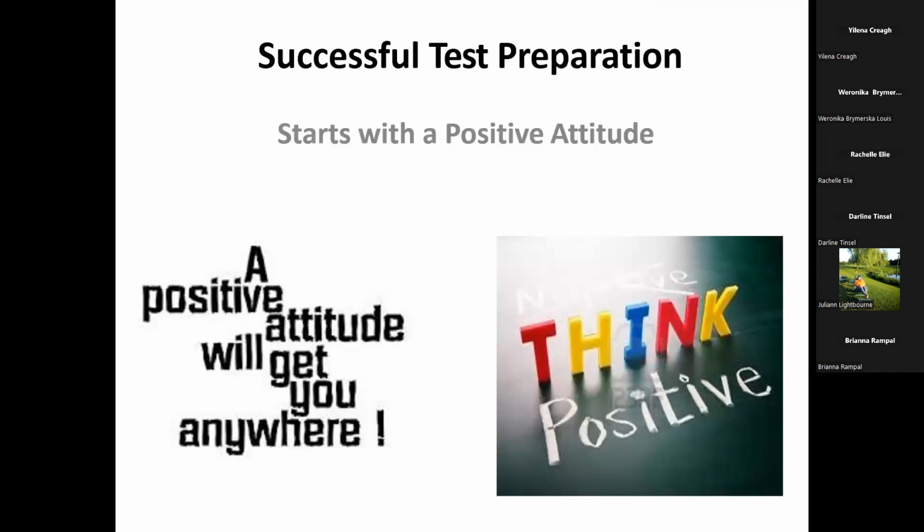And remember, part of successful test taking strategy is making sure that you have a positive attitude, right? Again, stinking thinking will get you nowhere. Okay. So start with a positive attitude. Don't get overwhelmed by the material. This is all about making sure that you feel comfortable with what you know.